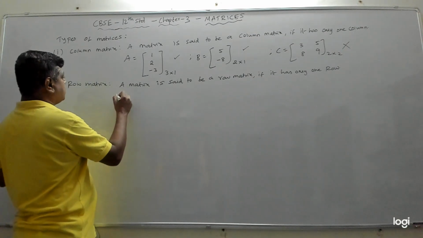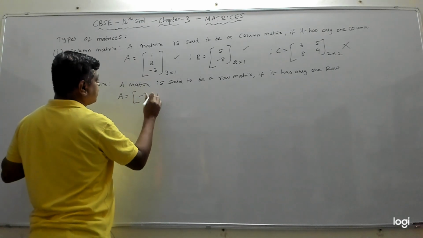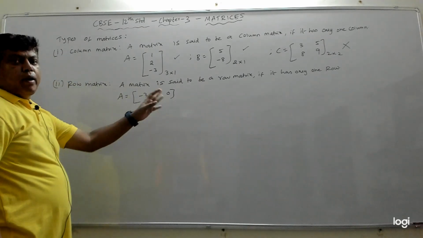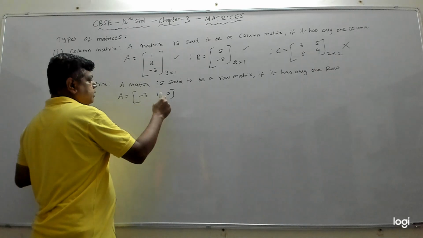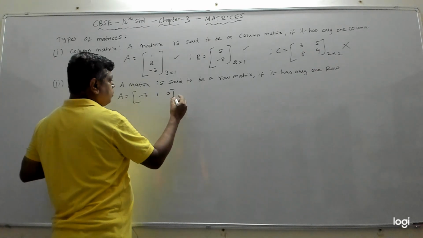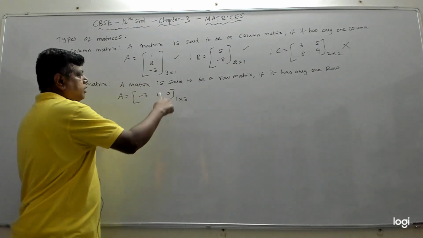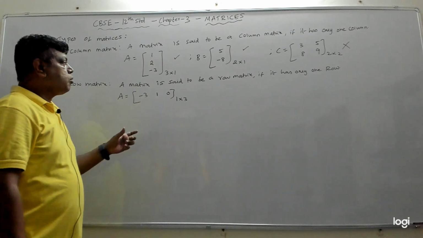For example, say A is a matrix like this: minus 3, 1 and 0. This is called a row matrix because the number of rows is only 1. But there are 3 columns, so the order is 1 cross 3. It has 1 row and 3 columns. A matrix is said to be a row matrix if it has only one row. This is an example of a row matrix.